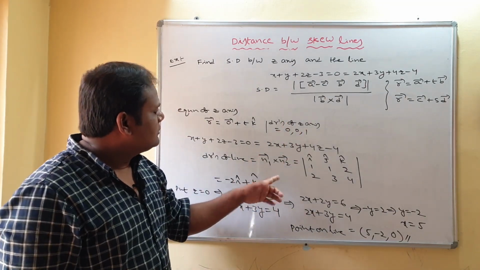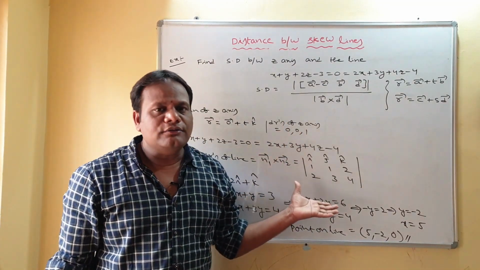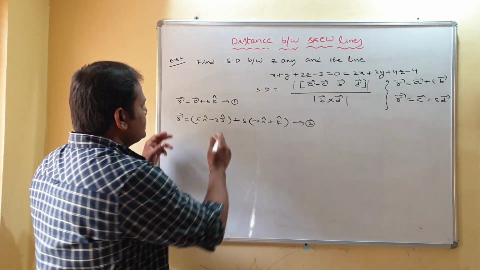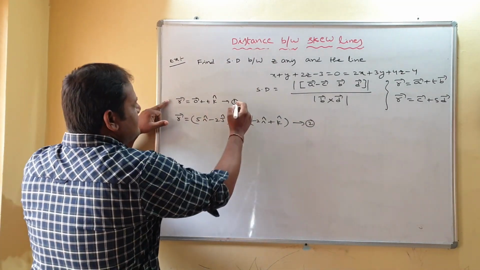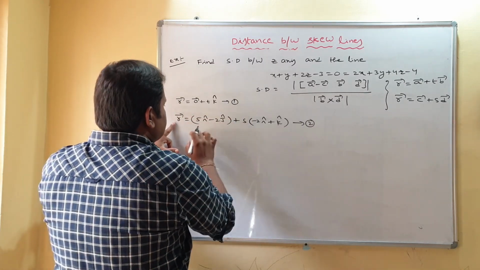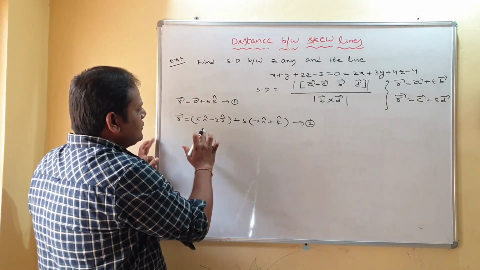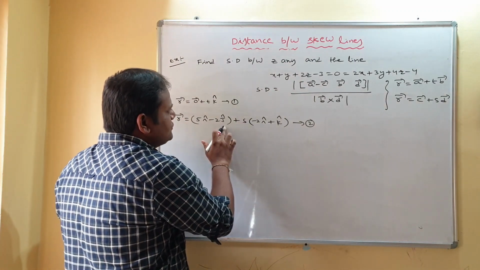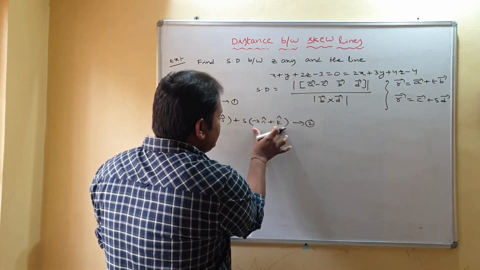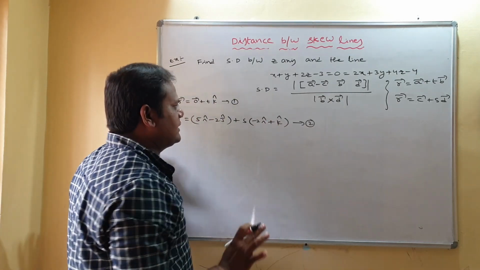Now you can write this into vector form, then we can apply the formula. So, the first line, the z-axis, is r bar equal to 0 bar plus t k cap, and the second line is r bar equal to the point 5 i cap minus 2 j cap plus s into the DRs, that is minus 2 i cap plus k cap.